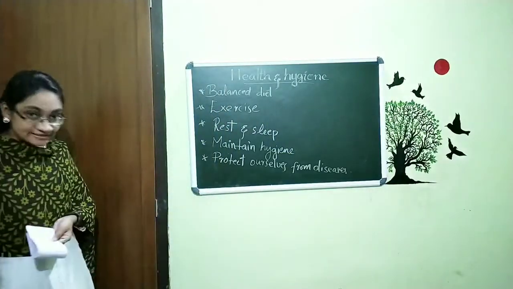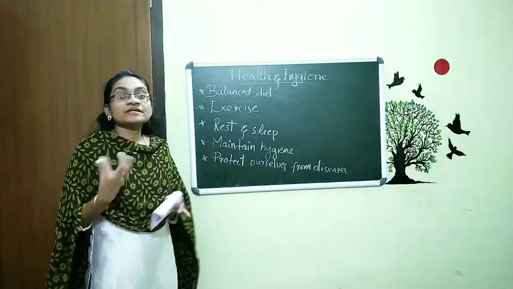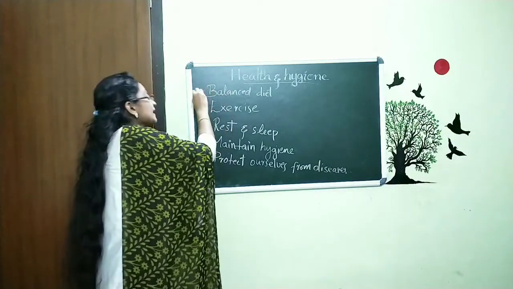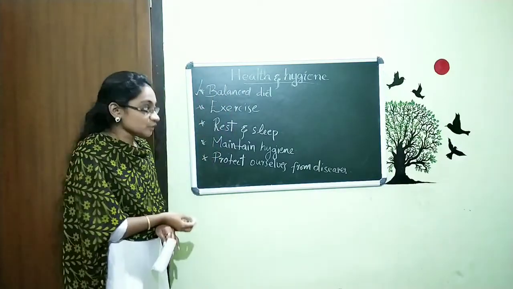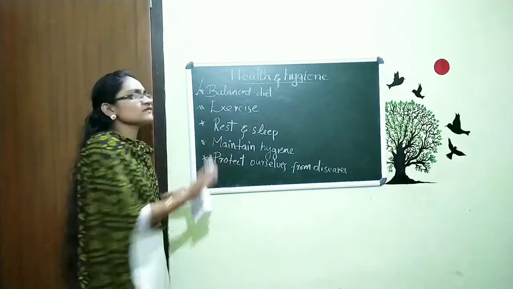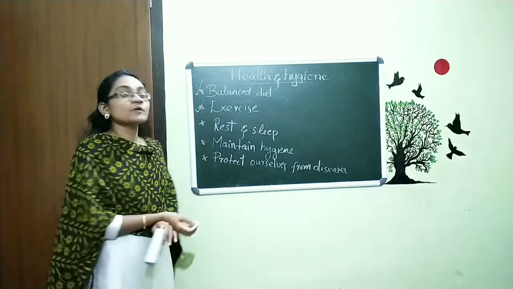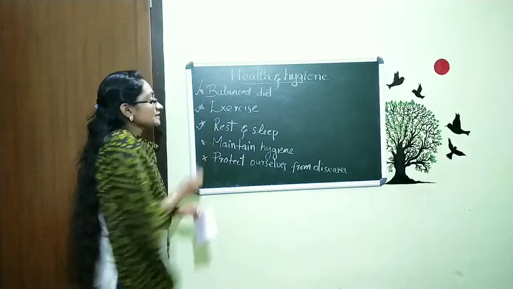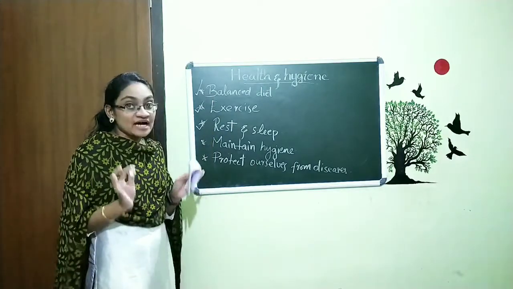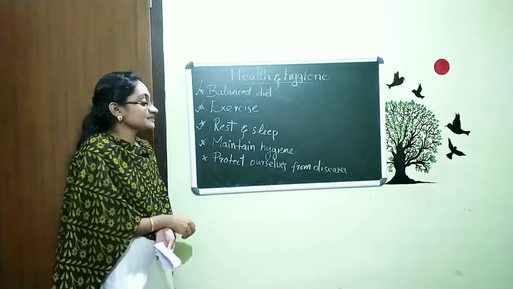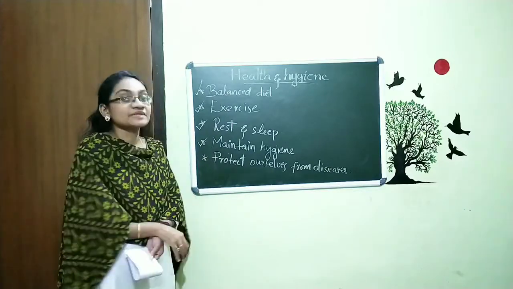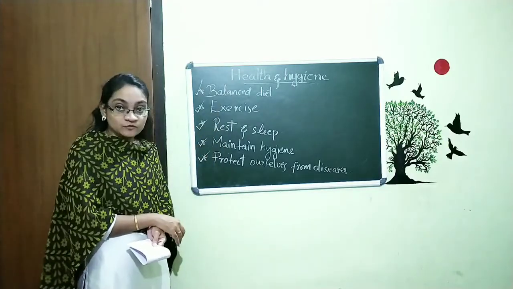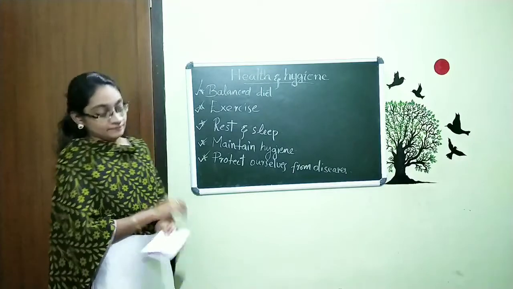So these are the things mentioned in your textbook to be healthy. The first point is that we want to keep a balanced diet. The next point is we want to do exercise daily or regularly. The third point is this, we want to take rest and sleep properly. The next point is this, to maintain hygiene. And the last point is this, we want to protect ourselves from diseases. So these are all the points that we want to keep for having a healthy body.